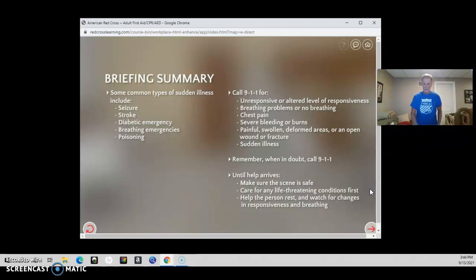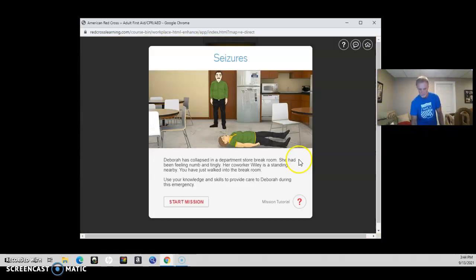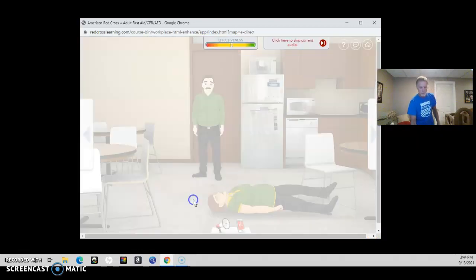So after you've looked at that brief summary, we're going to go next to a mission, and we're going to start a mission. And as we do this, I'll add some comments.